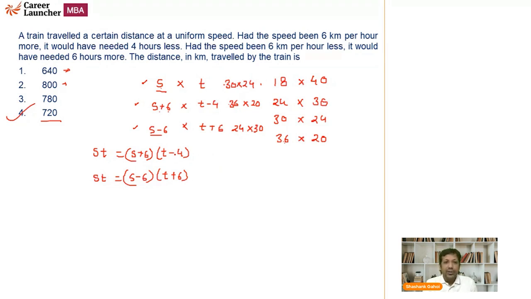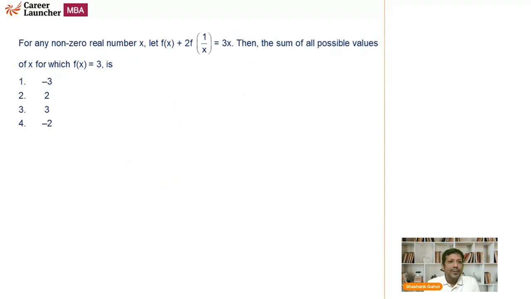Now let's move on to the next one. Question number 9. For any non-zero real number x, f(x) plus 2 times f(1/x) equals 3x. What is the sum of all the values of x for which f(x) equals 3? Fair enough. So I have f(x) plus 2 times f(1/x), and that is equal to 3x.